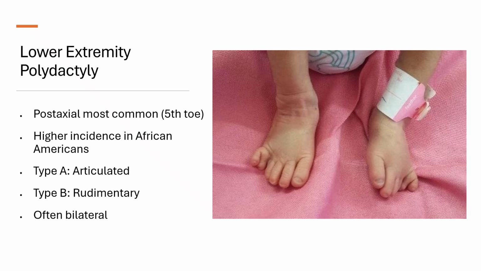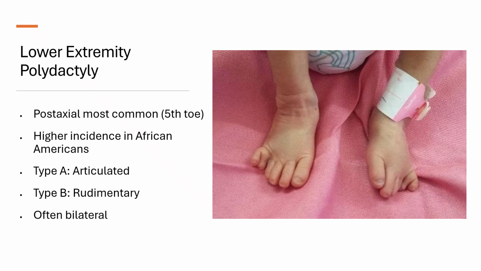Lower extremity polydactyly follows patterns similar to hand polydactyly, but carries different functional implications that influence your clinical approach. Postaxial polydactyly affecting the fifth toe represents the most common presentation, creating an extra digit on the outside border of the foot. This location matters because it affects shoe fitting more than function, unlike thumb polydactyly, which significantly impacts hand mechanics. The demographic patterns mirror those seen in upper extremity polydactyly, with higher incidence in African Americans, where it typically appears as an isolated finding with excellent prognosis.